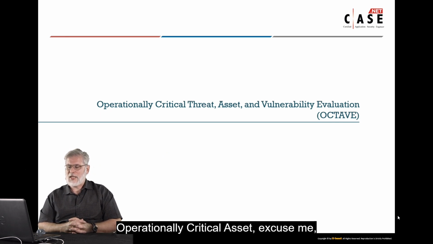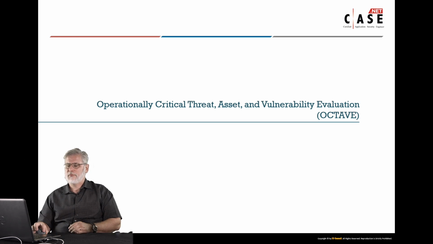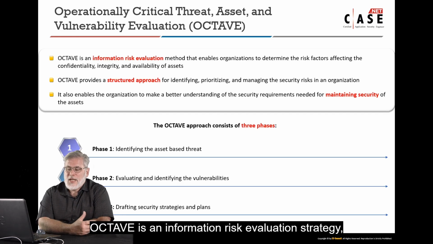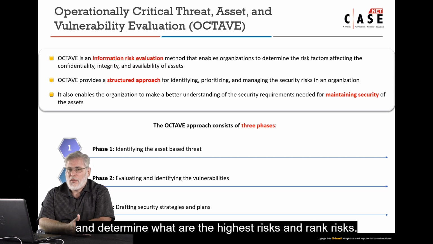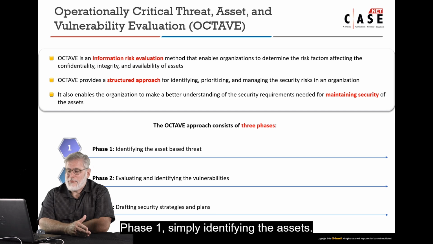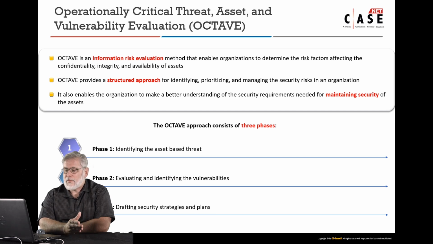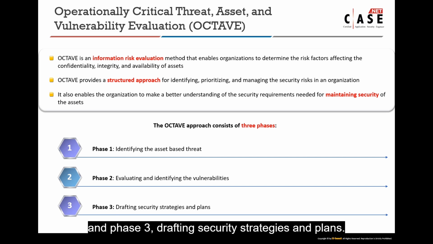Operationally Critical Threat, Asset, and Vulnerability Evaluation, also called OCTAVE. OCTAVE is an information risk evaluation strategy. It's a method to look at your risk factors and determine what are the highest risks and rank risks. There are phases of it, 3 of them. Phase 1, simply identifying the asset. Phase 2, evaluating and identifying vulnerabilities. And Phase 3, drafting security strategies and plans.